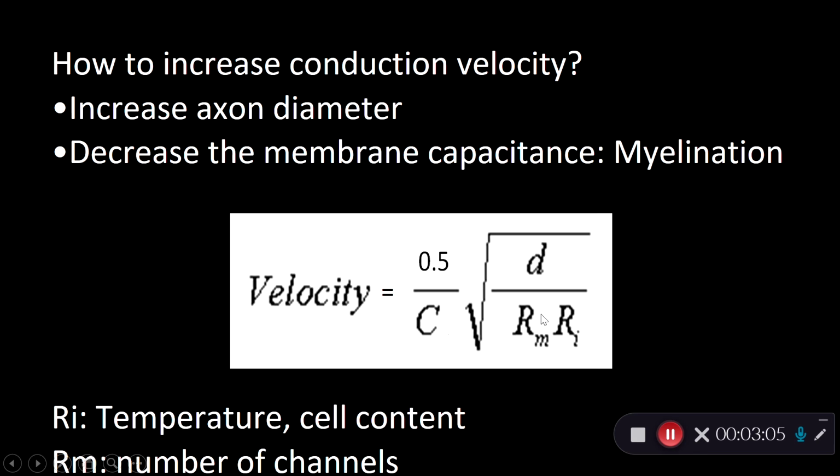So there are two other factors. One is Rm, the other is Ri. Ri is internal resistance. It's related to environment temperature and cell content. These two factors are pretty much fixed. They don't vary that much. And then Rm is the number of channels that you have on the cell membrane. That's the membrane resistance. And these numbers don't vary that much either. So basically, you have two factors that affect conduction velocity a lot. One is the diameter, the other is myelination.